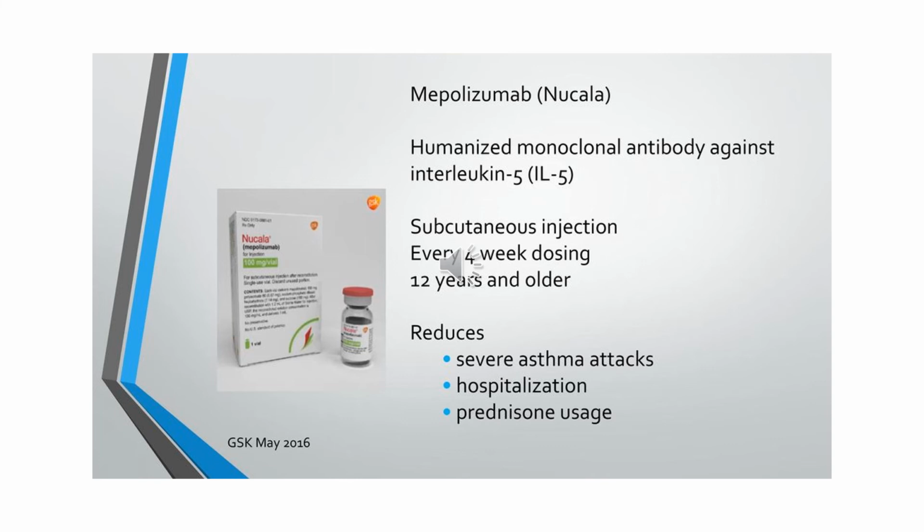Mepolizumab, brand name Nucala, is a humanized monoclonal antibody against interleukin-5. Uses: subcutaneous injection every 4 weeks, dosing for 12 years and older. Reduced severe asthma attacks, hospitalization, and prednisone usage.